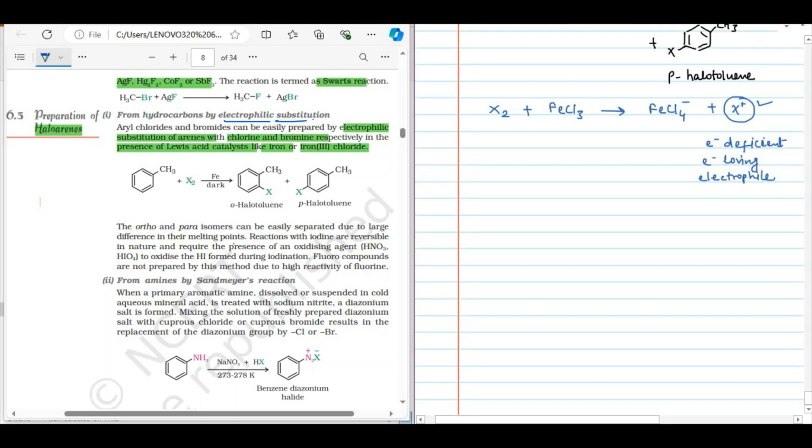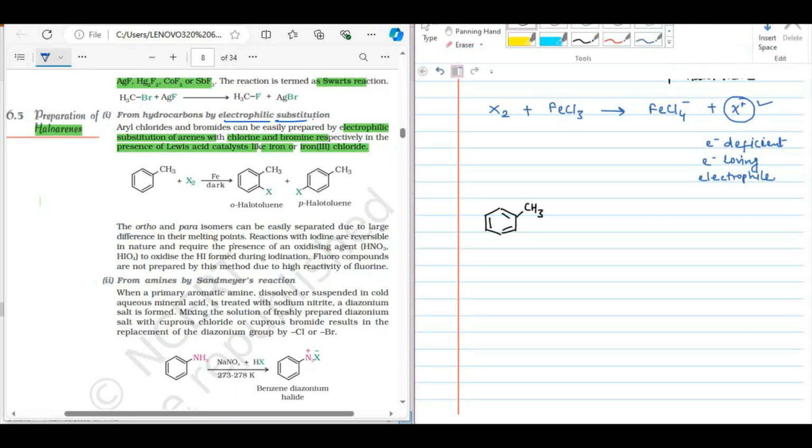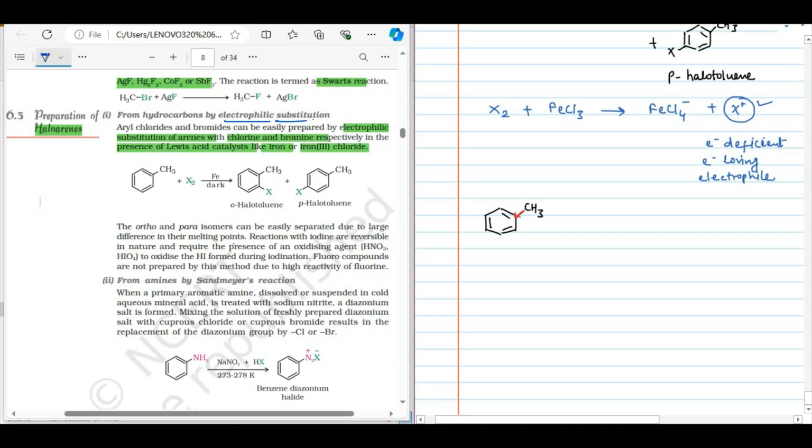Now let's see at which position it gets attached to toluene. So this is toluene, a benzene ring with a CH3 group bonded to it. This CH3 group donates electron density to the benzene ring by plus I effect, at the ortho as well as the para position. That's why it is an activating group. As it is an activating group, it directs the incoming electrophile to the ortho and para positions. So that's why it is called an ortho-para directing group. It means it directs the incoming electrophile to attach either at the ortho position, which is the adjacent position, or at the para position, which is the diagonal position.